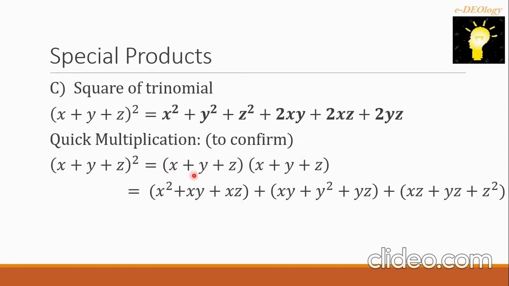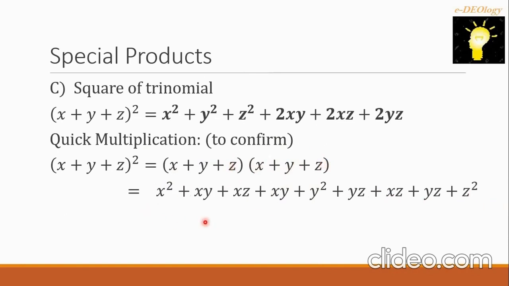Next, the y, I'm going to multiply with the x, I'll get xy. Then y times y is y squared, y times z is yz. And then plus, now the z multiplied to the x, it is xz. Z multiplied to the y, it is yz. And then z multiplied to z will give z squared. And then I'm going to remove the grouping symbol and then combine like terms, if any.